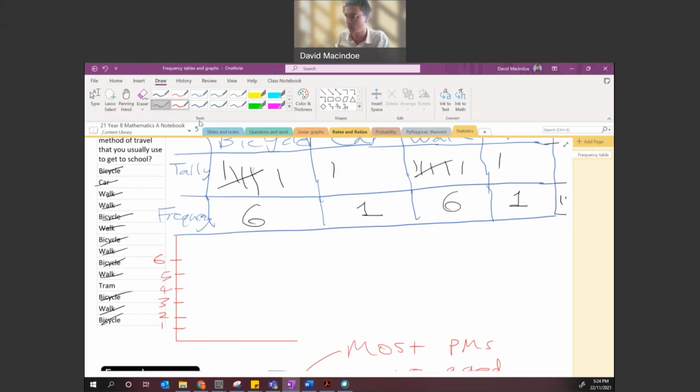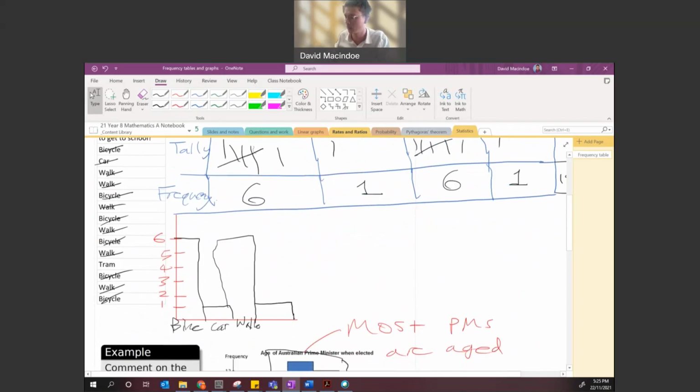So I'm going to do, all right, bicycle, it's here. I'm just going to write bike. And then the next one is cars, just 1. Walking was 6 again. Try not to make yours quite as Leaning Tower of Pisa as mine if you can. And then the final one was tram. So we got that one, just 1. So all we're doing is we've got the frequency on the y-axis, then we've got the category down here.